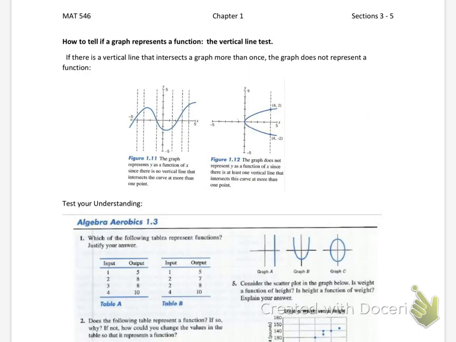Tables are one way to tell if you have a function, but a graph is another way of telling. The way we use a graph to determine if we have a function or not is through the vertical line test.